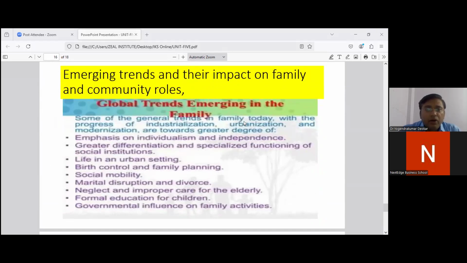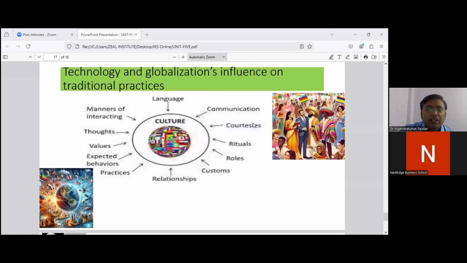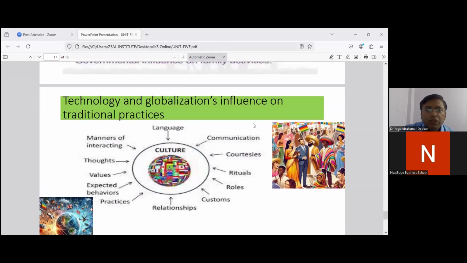Now, the global trends emerging in family business: life in an urban setting, birth control and family planning, social mobility, marriage, marital disruption and divorce. So these are emerging trends and their impact on the family. You must also know the impact of globalization on the family business.